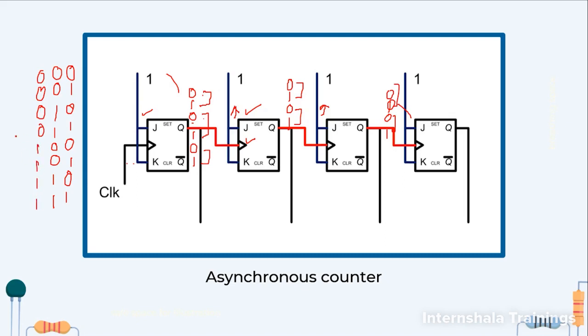It is also toggling 0 1 0 1, but at half of it, and then the next. And we can see that we are generating all the numbers. This is how an asynchronous counter works. Now let us check the second type of counters.